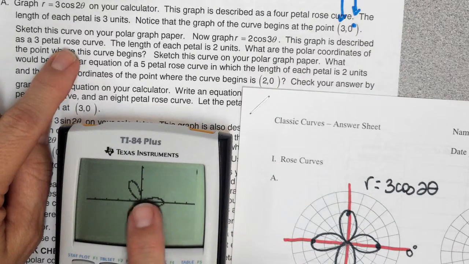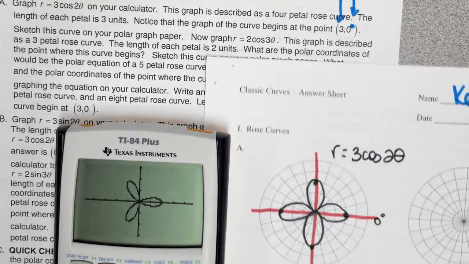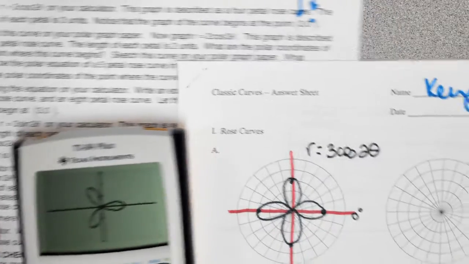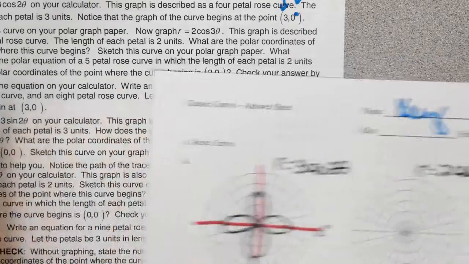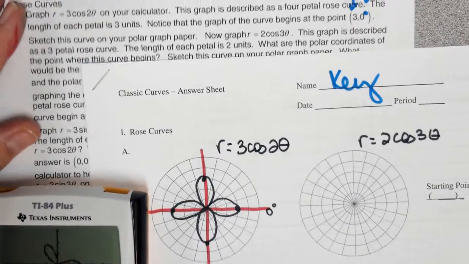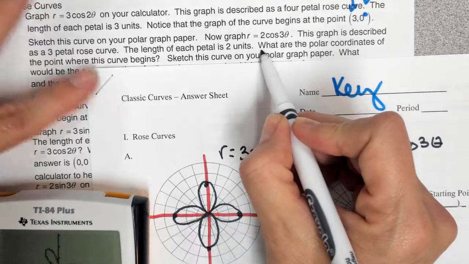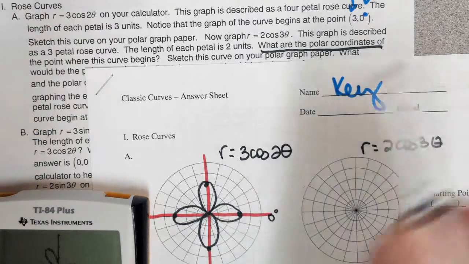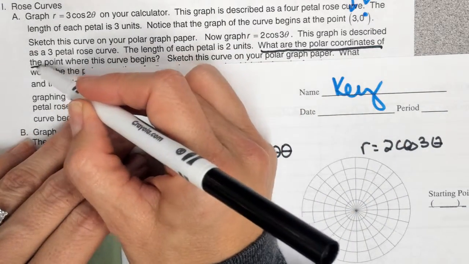And how long are each of these petals? 2. They're 2. Okay, so the second equation over here, r equals 2 cosine 3 theta, only has 3 petals, and they're 2 units long. And they asked me a question right here. What are the polar coordinates of the point where the curve begins?